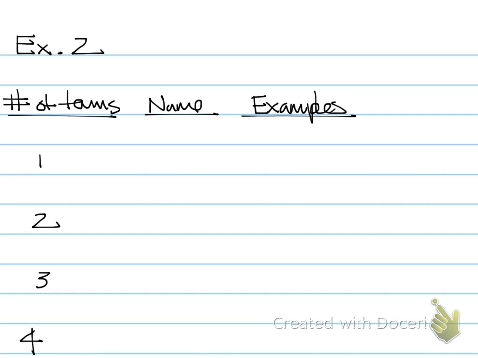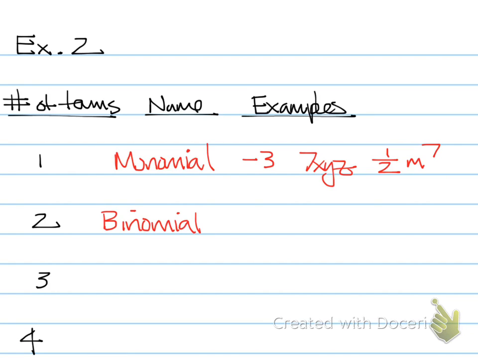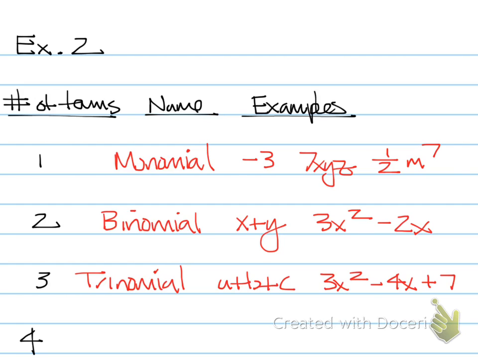All right, for a polynomial that has one term, we call it a monomial. These are examples of monomials. 2 terms is called a binomial, like a bicycle. These are examples of binomials, 2 terms. 3 terms is a trinomial. So you have 3 terms separated by pluses or minuses, and then 4 or more terms is just called a polynomial.